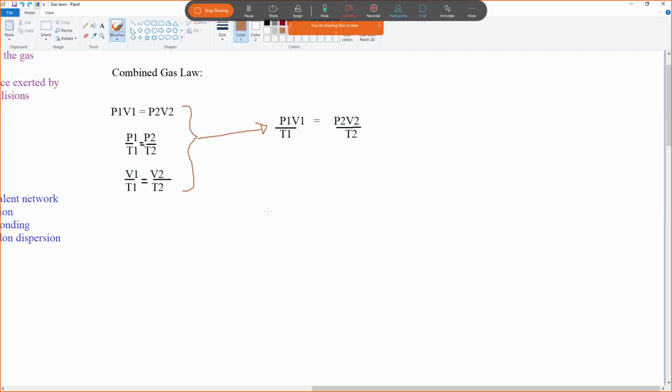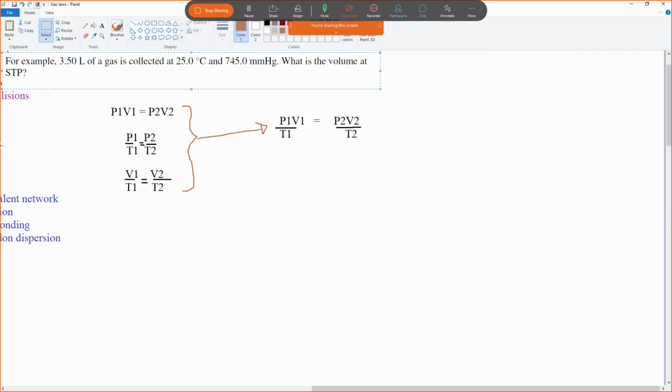It's way easier to memorize just this one and then use that to answer any problems with either the combined gas law or individual gas laws. It'll make your life just a little bit easier. Okay, but we have to do math with this, right? It's not enough to know the gas law. You have to be able to solve a problem. So this is from your lecture notes.